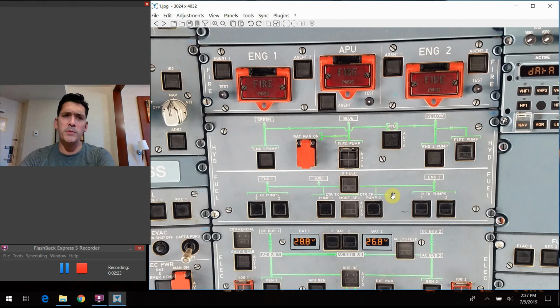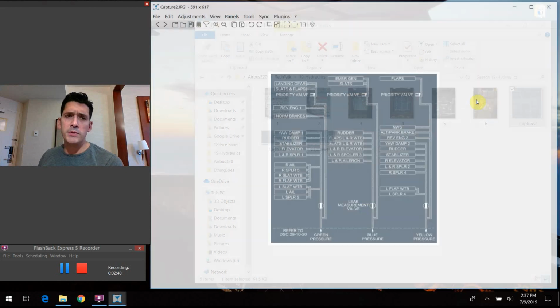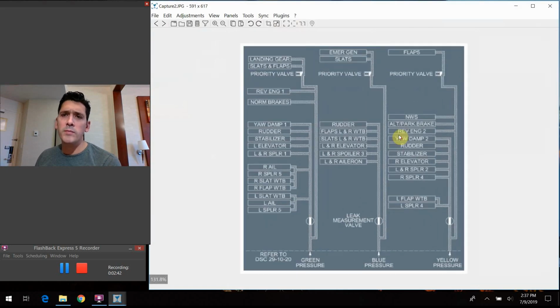And of course, to show you a graphic, the next logical question might be, well, what exactly does this hydraulic system service? So we have a graphic straight out of the flight crew operations manual. We're not going to go down the list and list every single one of these here, but you can pause the video and take a look. You can see each of the individual components that's fed off each of the three systems that we have: the green system, the yellow system, and the blue system.